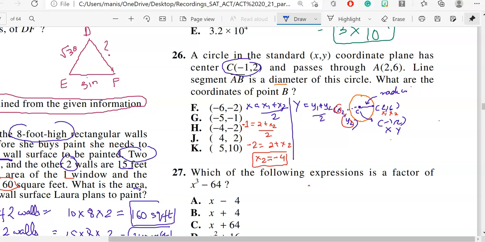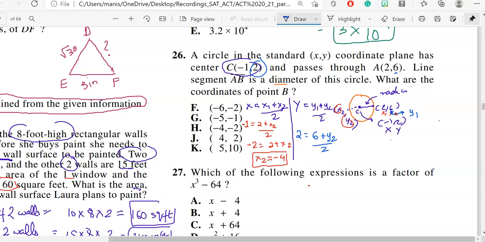Y, I told you uppercase Y is this number over here, 2. That's my uppercase Y, equal to y1, which is 6 over here. I'm sorry, this one was x1, this should be your y1. By mistake I wrote it over here, this is your y1. So y1 is basically 6 over here, 6 plus y2 divided by 2.